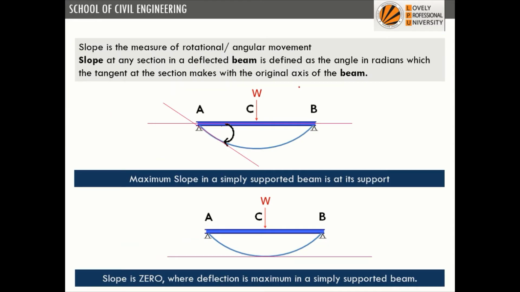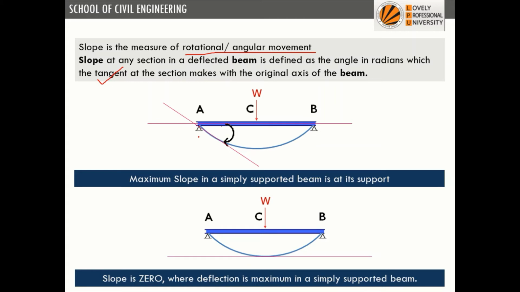Now come to slope. How do we define slope? Slope at any section in a deflected beam is defined as the angle in radians, the angle between the tangent at the section and the original axis of the beam. So the original axis of the beam is like this, horizontal. Now this is the deflected shape. If you are interested to find the slope at this point, we draw a tangent like this, and this angular rotation is called slope.